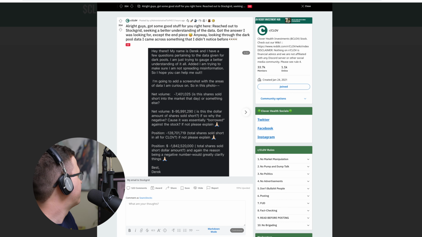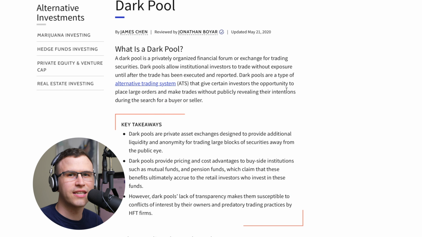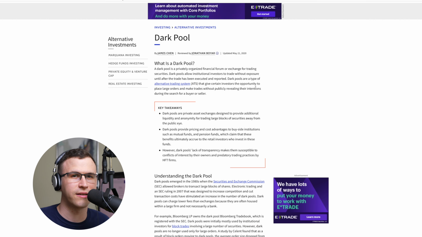Well, Investopedia says that a dark pool is a privately organized financial forum or exchange for trading securities. Dark pools allow institutional investors to trade without exposure until after the trade has been executed and reported. So now that we have that covered, let's go to the post and check it out.